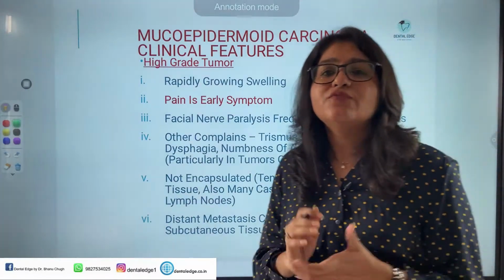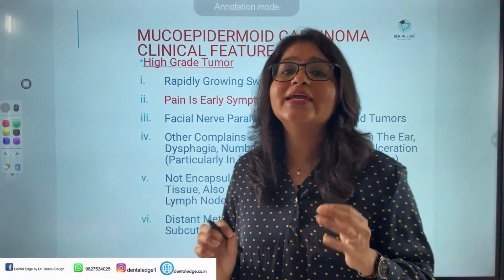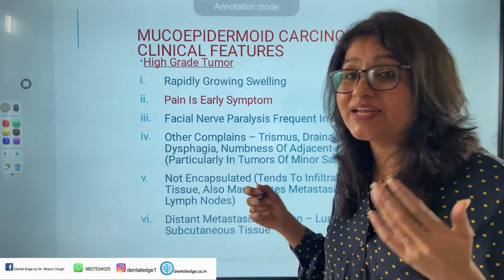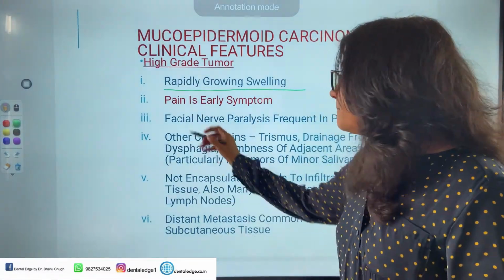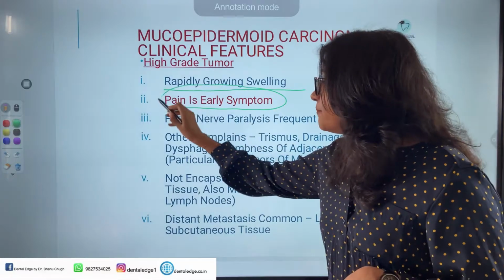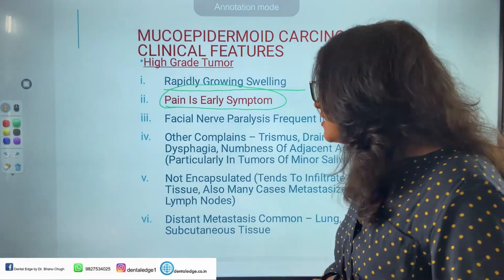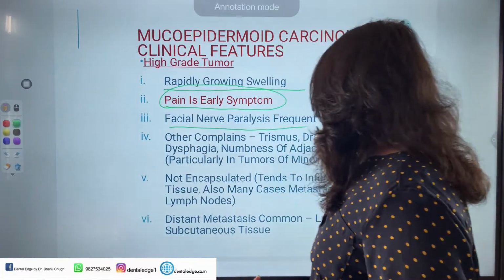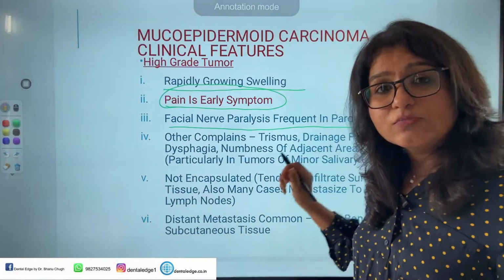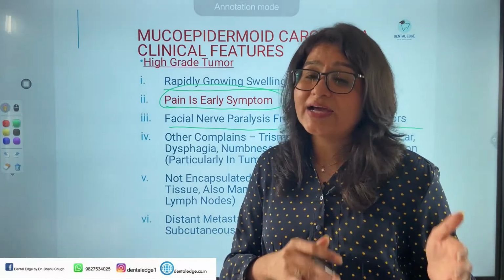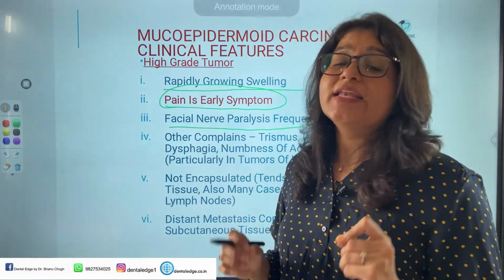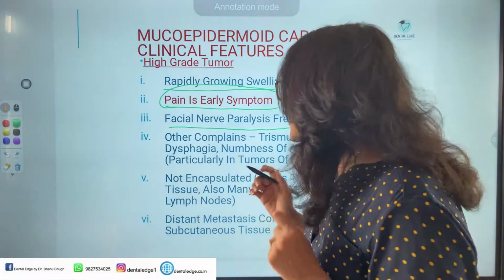Coming to the clinical features of a high-grade tumor. Now a high-grade tumor will grow to a large size rapidly. So a rapidly growing swelling is there. Pain is an early symptom. This is important. The patient will complain of pain. Facial nerve paralysis is frequent in parotid tumors. So a mucoepidermoid carcinoma involving the parotid gland, a high-grade tumor, can lead to facial nerve paralysis.